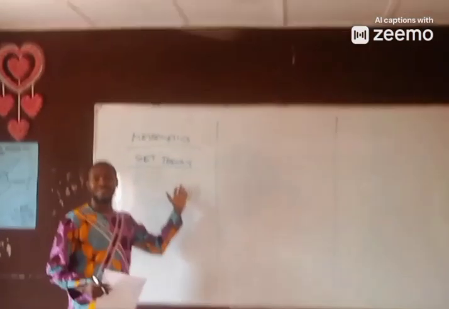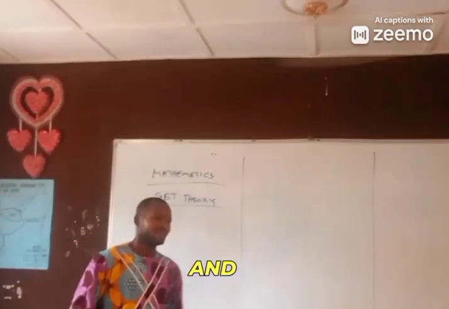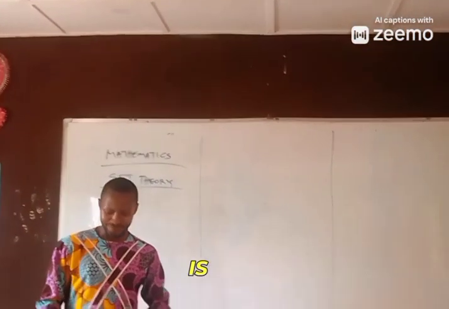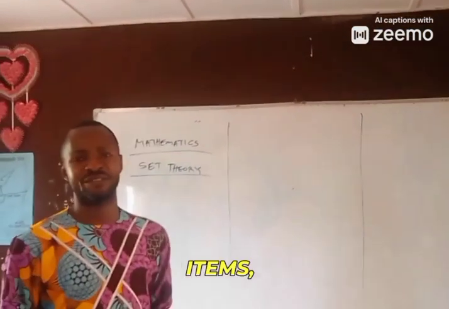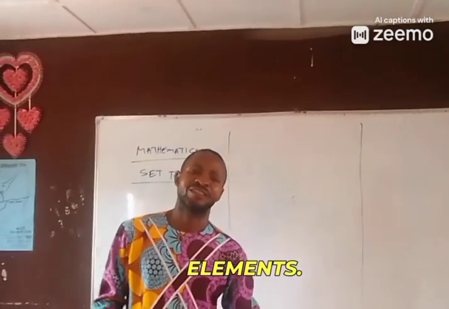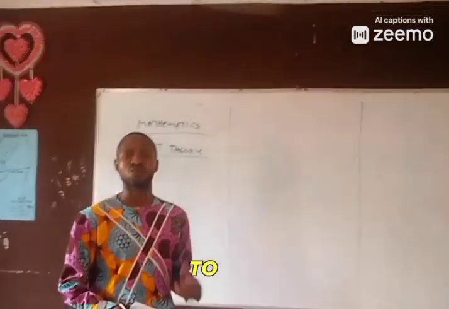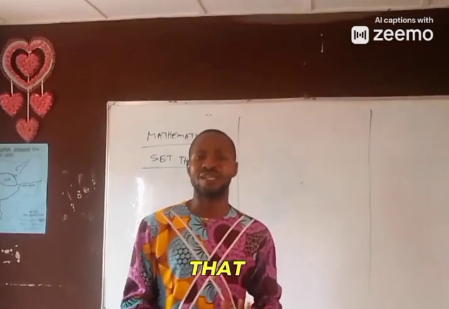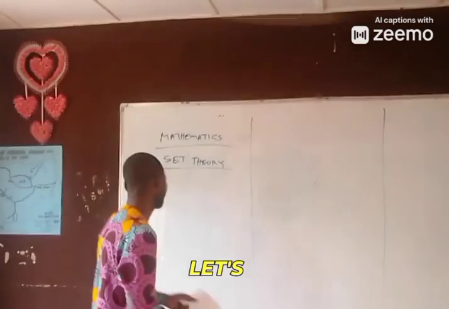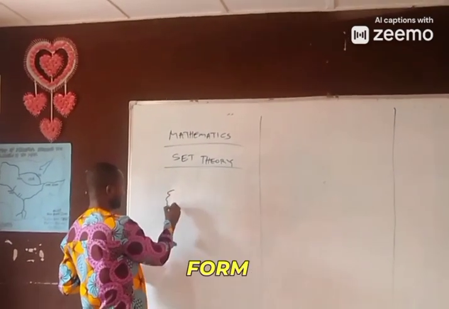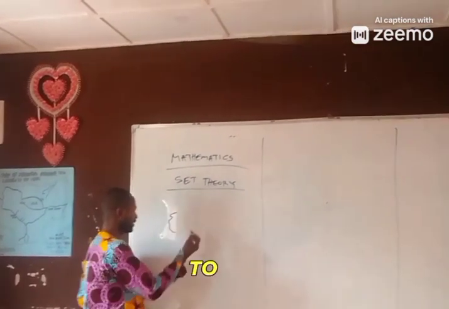Looking at this topic here, set theory. A set is a well-defined group of objects, items, elements. I'm just going to be using illustration to show us the various calculations that are involved in set theory. Let's assume I have a set of this form made up of natural numbers between 0 to 10.